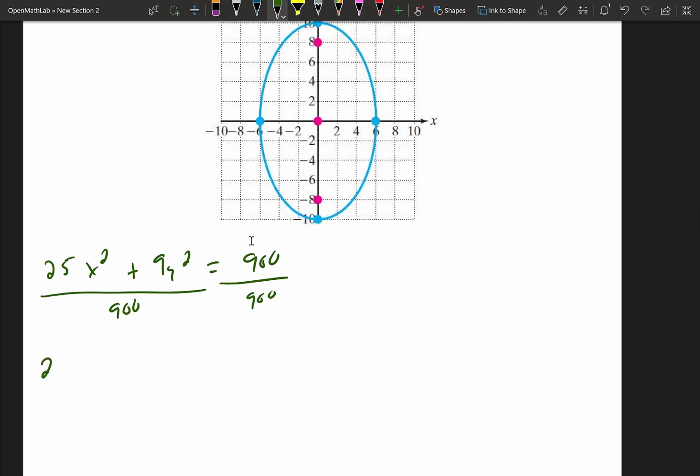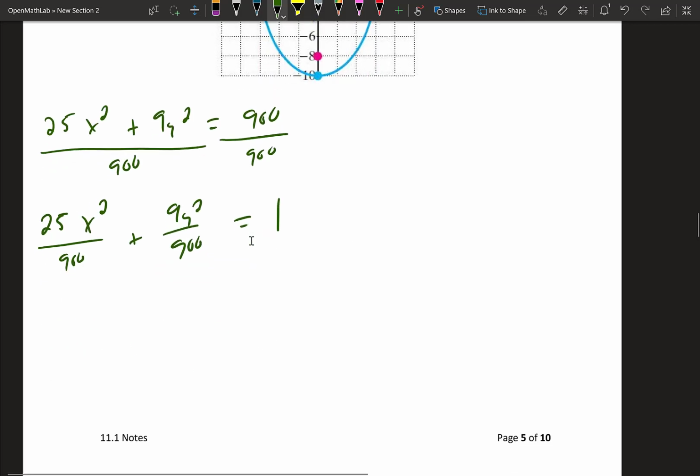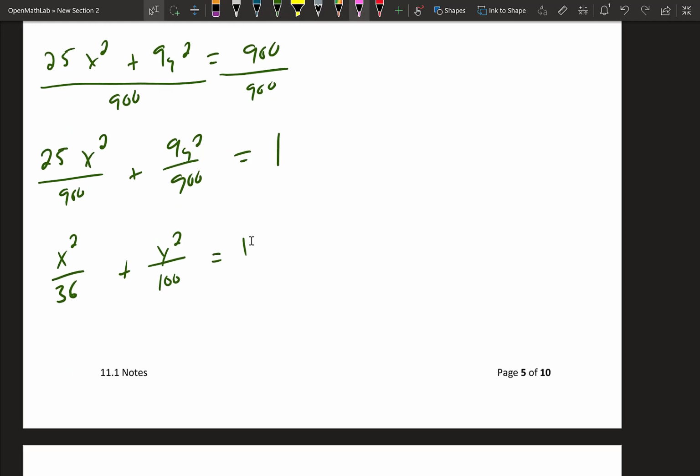So that would of course give me 25x squared over 900 plus 9y squared over 900 equals 1. So then 25x squared over 900, I can simplify to be x squared over 36. And then 9y squared over 900 can be simplified to be y squared over 100. And that's equal to 1. So a red flag that should be pointing out is that 100 is the bigger number, between 100 and 36. So that tells me that my major axis is along the y-axis, so my ellipse is going to be looking like this, taller instead of wider.